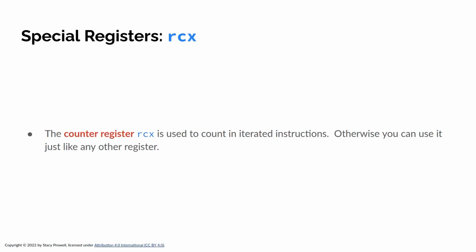RCX is the count register. It has some special properties that other registers don't have. There are some special instructions that work just with RCX, that work with it implicitly. So we'll talk about the loop instruction. It uses RCX. There are some special conditional branches that check RCX for you. But otherwise, RCX is just a general purpose register. If you're not doing those things, you can use RCX for whatever you want.